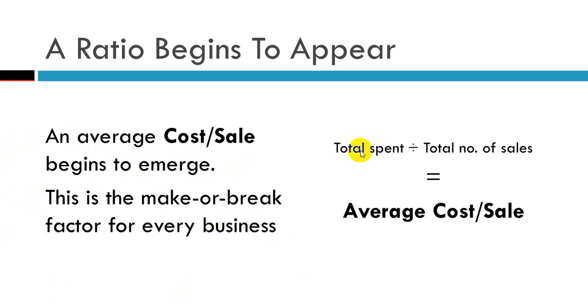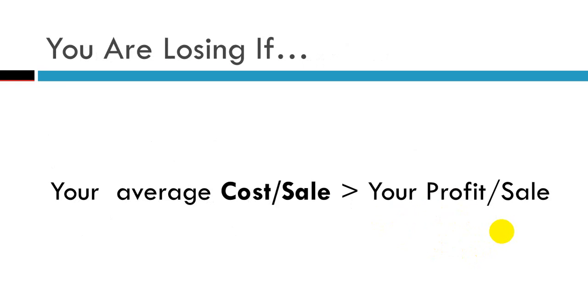The total amount we've spent over the total number of sales becomes our average cost per sale. So at the end of the month, all that we have spent on that business divided by the total amount of sales that came in is our average cost per sale. And this average cost per sale is the make or break factor for every business. We are losing if our average cost per sale is higher than our profit per sale.